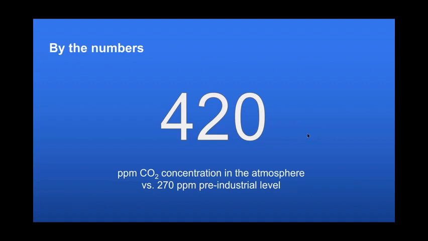So 1,000 gigatons is the first number to keep in mind. The second one is 420, and that is the parts per million of carbon dioxide that is the concentration in the atmosphere today. So that atmosphere, that eggshell, has 420 parts per million of CO2. That's 0.04%. That seems like a small relative amount, but that's 50% higher than it was before the industrial age, when it was about 270 parts per million. So it's a significant change.